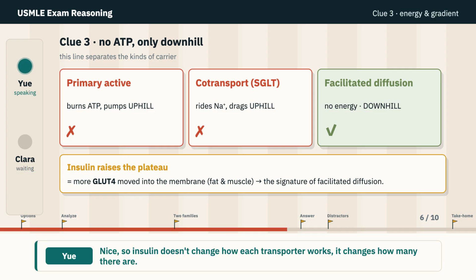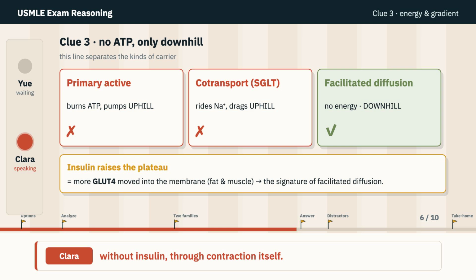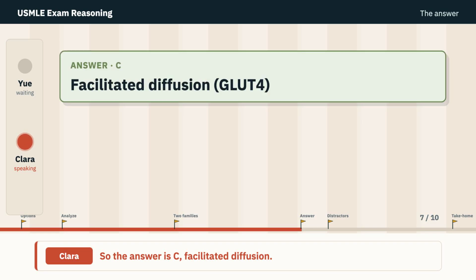Nice, so insulin doesn't change how each transporter works, it changes how many there are. Right, and that's a favorite exam point. Insulin raises Vmax by translocation. It doesn't change the affinity. One more pearl while we're here. Muscle can also recruit GLUT4 during exercise without insulin through contraction itself. That's a big reason exercise lowers blood sugar even when insulin is low. Same transporter, second doorbell. So the answer is C, facilitated diffusion.